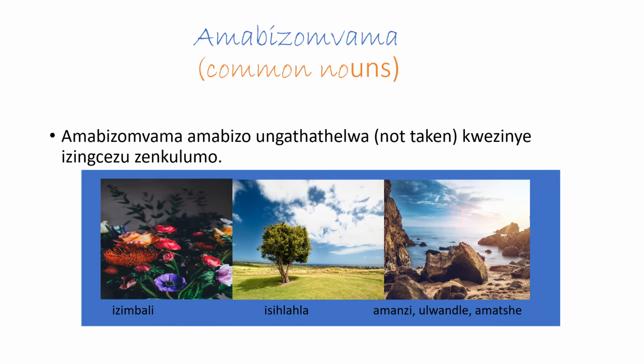Okay. And the next type of nouns that we have are your amabizo mvama. These are just your common nouns. They are nouns that are not derived from any verb stems. Remember we said amabizo muntu are derived from verb stems, amabizonto are taken from verb stems, and amabizo mfakela are borrowed from other languages. And these are just nouns, like we will see here: izimbali, isihlahla, amanzi, ulwandle, and namaje. So these are just your Zulu nouns that we have in IsiZulu.